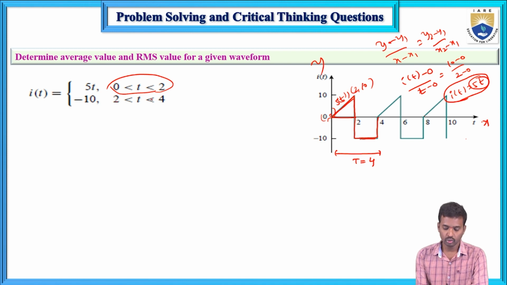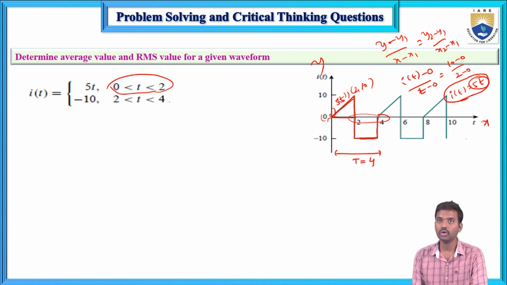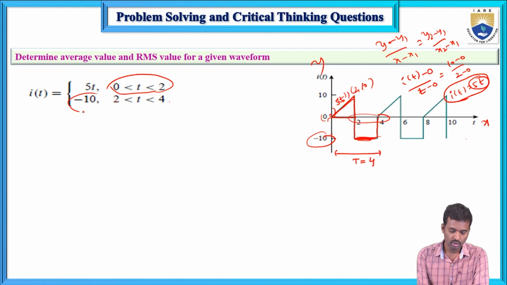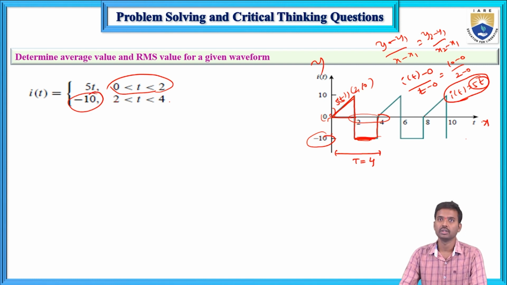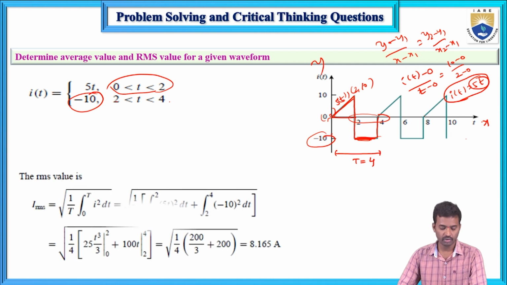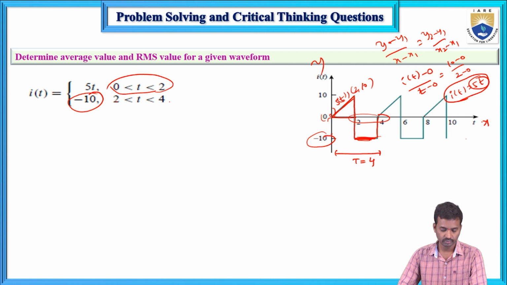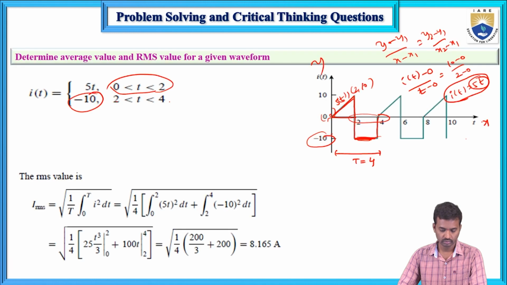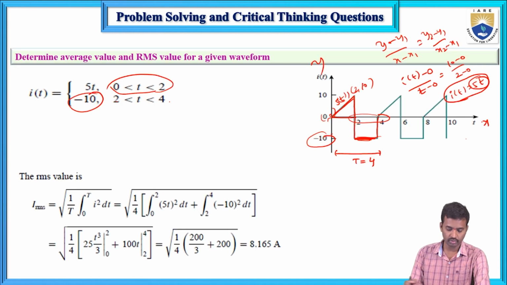And next, 2 to 4, this value is minus 10. So now we have the equations for I of t in between 0 to 2 and 2 to 4. So now you can calculate the average value. Average value formula is the same. RMS value is given. Average value, how will you calculate?